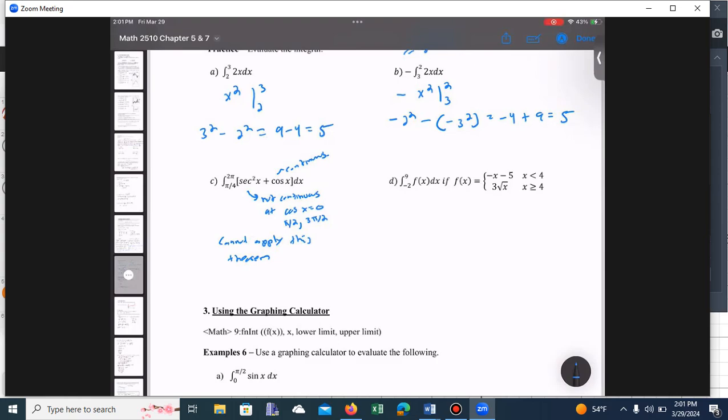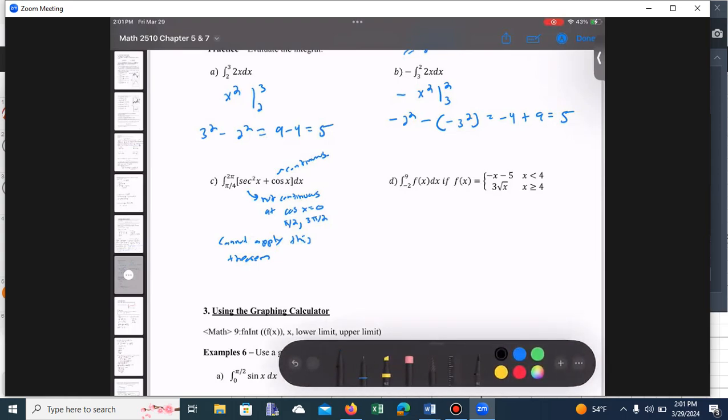This is another one we have to break into 2 pieces. We'll do the integral from negative 2 to 4, and that will be of negative x minus 5 dx. I wrote that backwards, negative 2 to 4. And we'll add it to the integral from 4 to 9 of 3 square root of x dx.